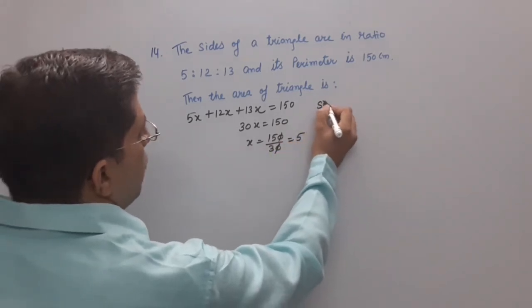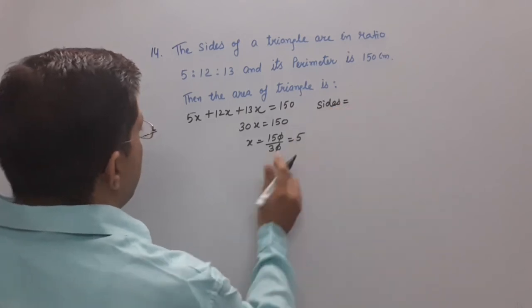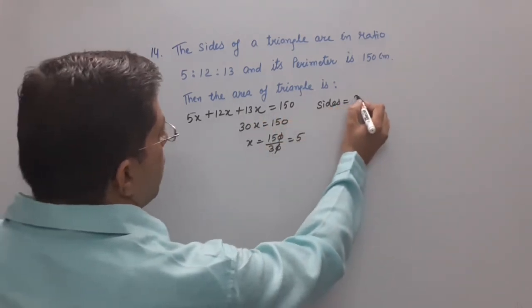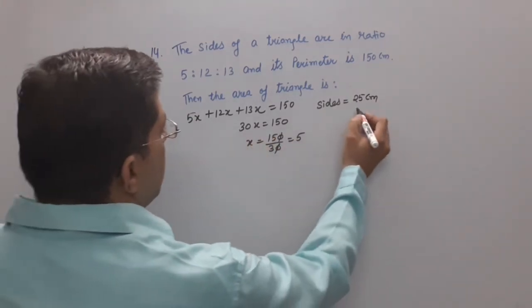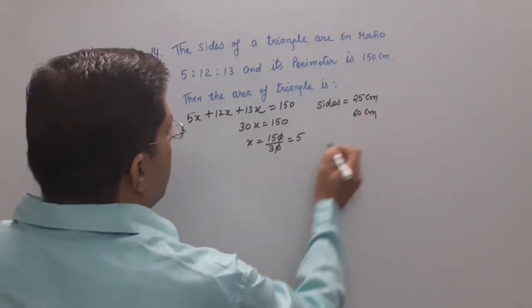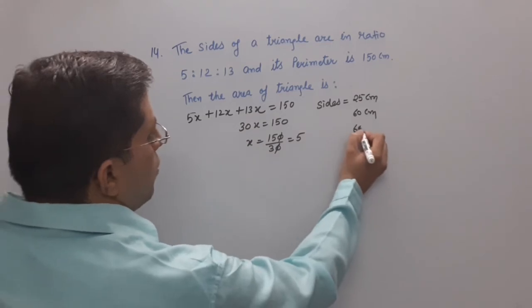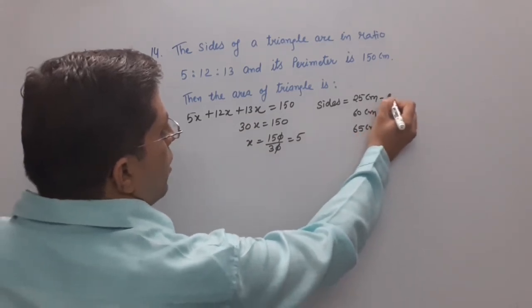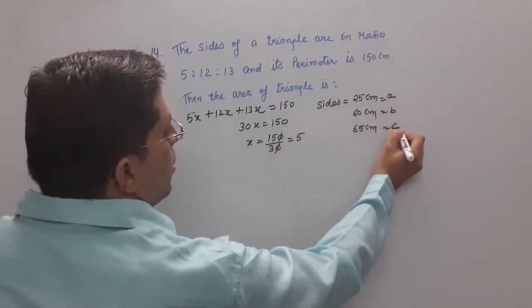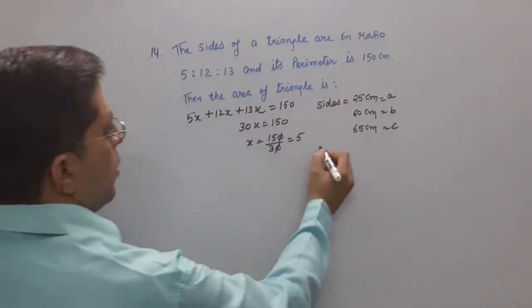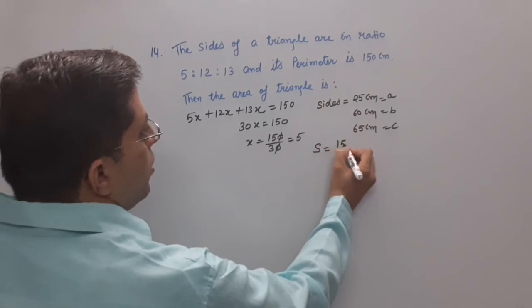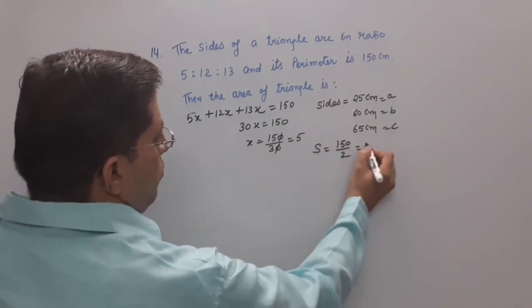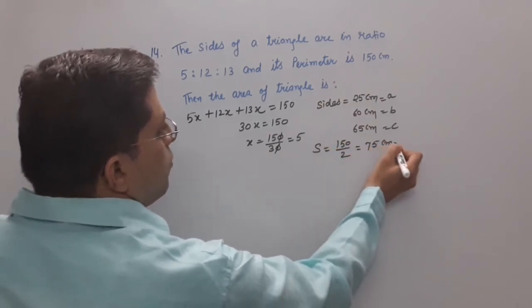Then sides will be what? 5 5s are 25, 12 5s are 60 and 13 5s are 65. I can say a, I can say b and I can say c. And what is semi-perimeter? Semi-perimeter means perimeter upon 2, that is 75.